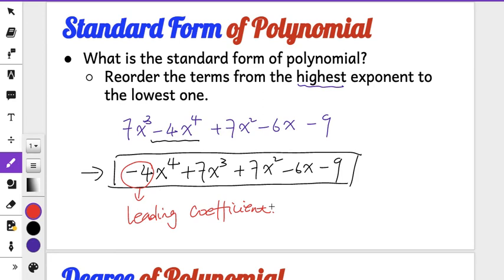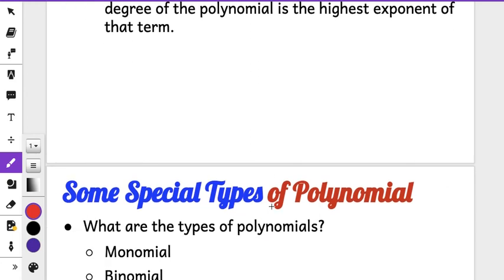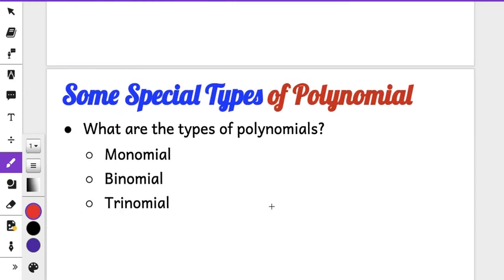Okay, so that's the first part of the lesson. In the next video, we are going to quickly go over the degree of a polynomial and we are going to introduce some special types of polynomials.